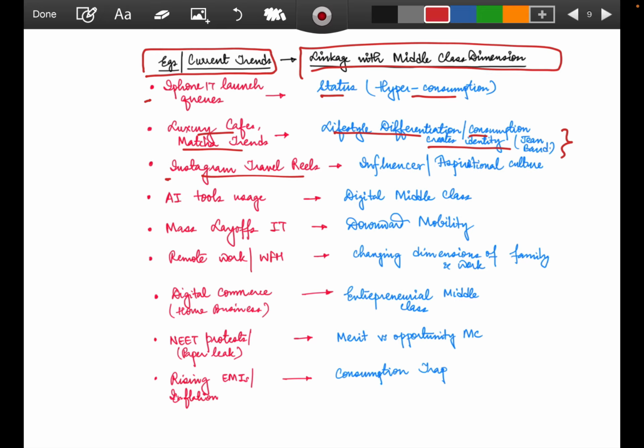What can we link with? Influencer or aspirational culture. AI tools usage. Digital middle class. Mass layoffs in IT. Downward mobility, because again the stature of the middle class is at stake. If this is happening, it is going towards the downward mobility side of things.